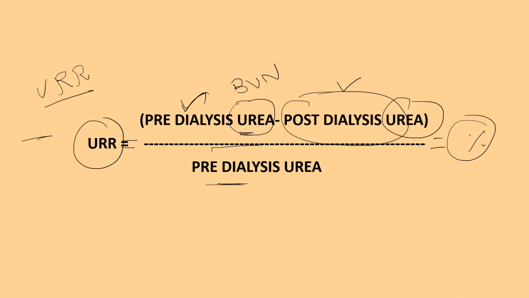So if I have to simplify this formula, it's nothing but how much reduction has occurred. That is what this formula is. How much percentage of the total urea is being reduced. That is what basically it is. So this is the formula for calculating URR.